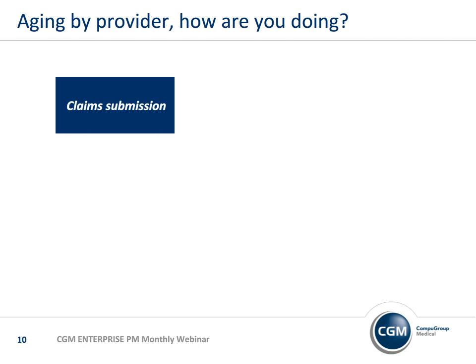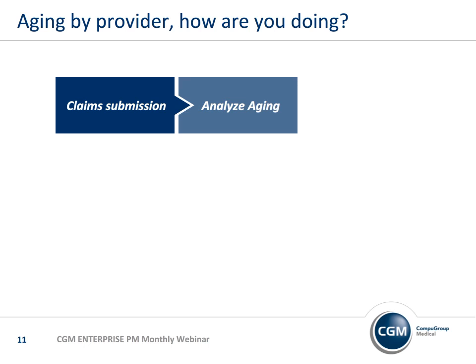Aging by provider, how are you doing? Keep it simple. There are hundreds of reports. Focus on what it is that you want to find out. Claim submission. Are all claims billed and submitted timely? Analyze aging. What about payer types? Can you see any problems?